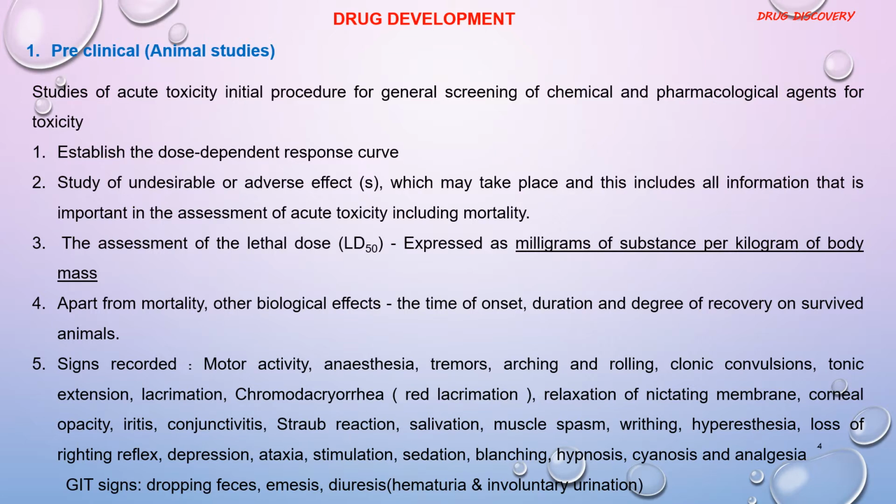The animals are monitored and the behavioral pattern and other movements or symptoms are recorded. Example, motor activity, anesthesia, tremors, arching and rolling, clonic convulsions, which means jerking of the body or body parts, lacrimation, meaning flow of tears, Straub reaction, meaning the animal carries its tail in a vertical position, salivation, muscle spasms, writhing, etc.